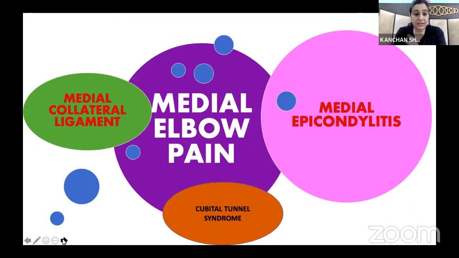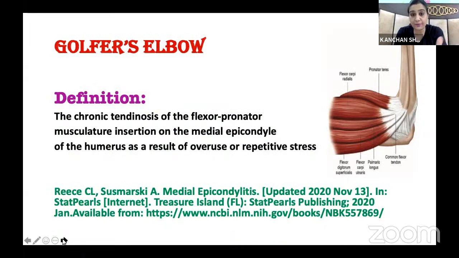Then coming to the medial elbow. In the medial elbow, I'm going to talk about three things: medial epicondylitis, medial collateral ligament, and cubital tunnel syndrome. So when we talk about golfer's elbow, we say it's a chronic tendinosis of the flexor pronator musculature insertion on the medial epicondyle of the humerus as a result of overuse and repetitive stress.